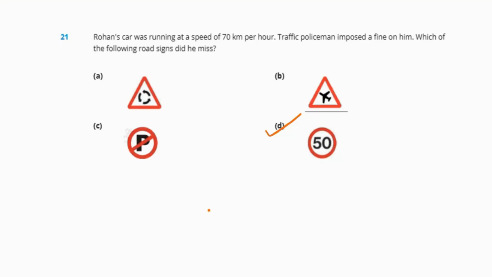So here the road signs A, B, and C: the first one is roundabout ahead, the second one is airport ahead, and the third one is no parking, right? So option D is the correct answer. He is breaking the traffic rule, that is speed limit, right? That's why the traffic policeman imposed a fine on him. Option D is the correct answer.